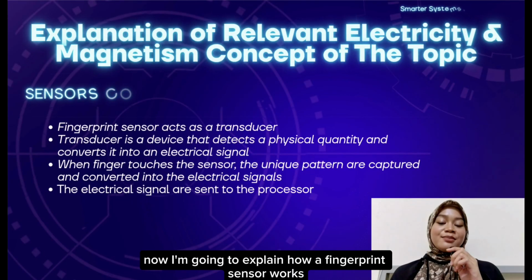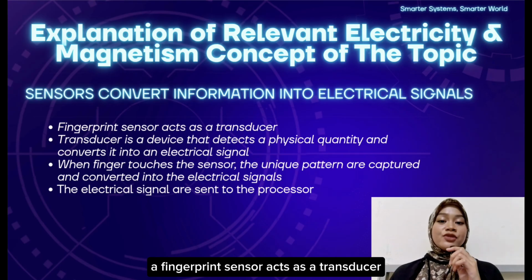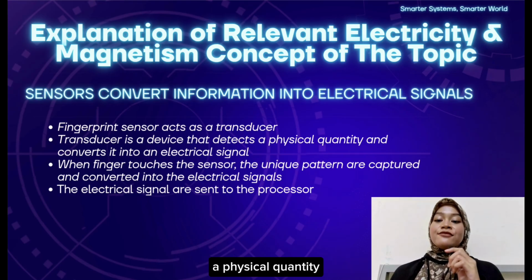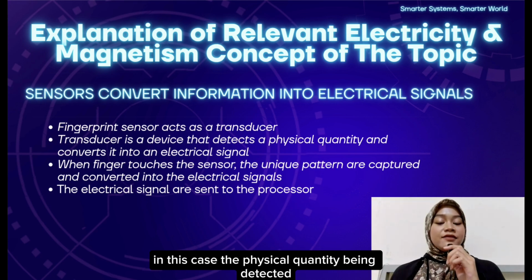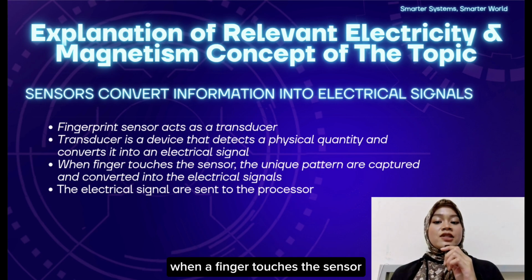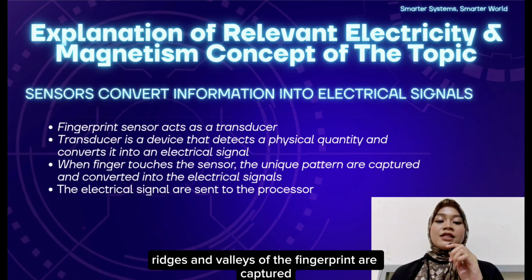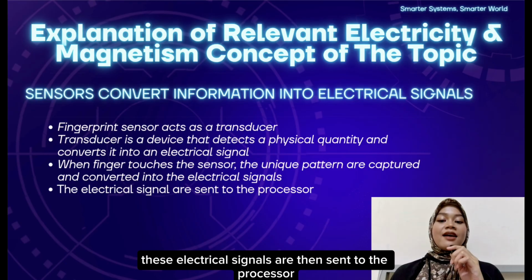Now, I'm going to explain how a fingerprint sensor works. A fingerprint sensor acts as a transducer. A transducer is a device that detects a physical quantity and converts it into an electrical signal. In this case, the physical quantity being detected is the fingerprint pattern on a person's finger. When a finger touches the sensor, the unique ridges and valleys of the fingerprint are captured and converted into electrical signals. These electrical signals are then sent to the processor.